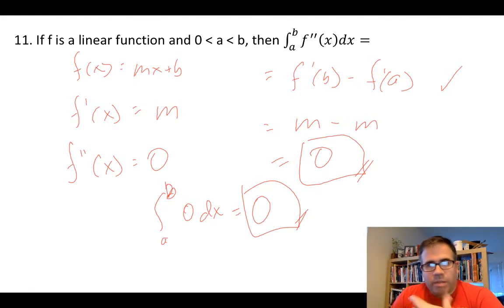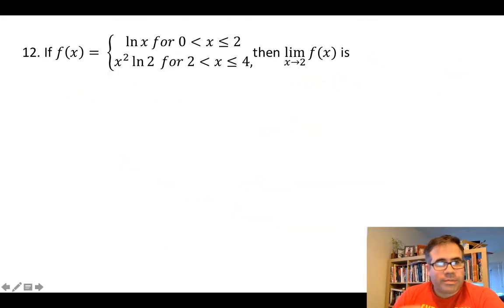But this is one of the rare ones where you have to think about it just a little bit and bring in some knowledge of what the terms actually mean to get this one. All right.